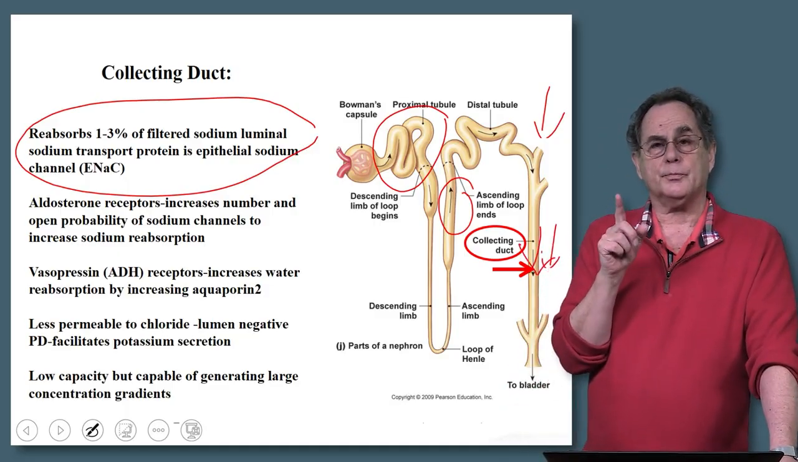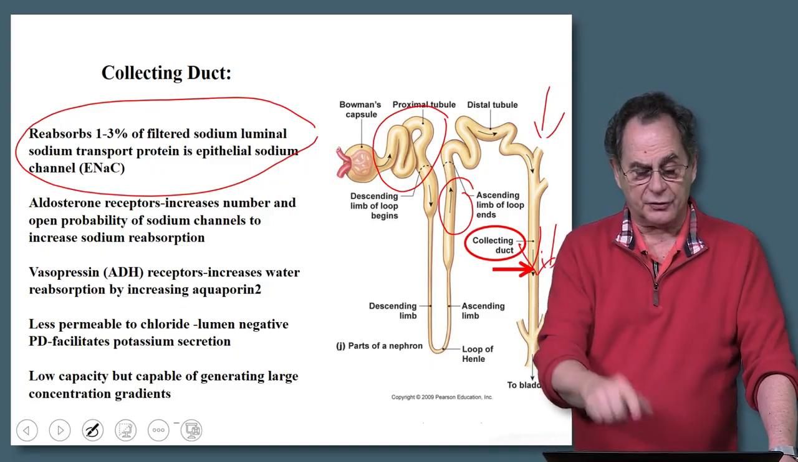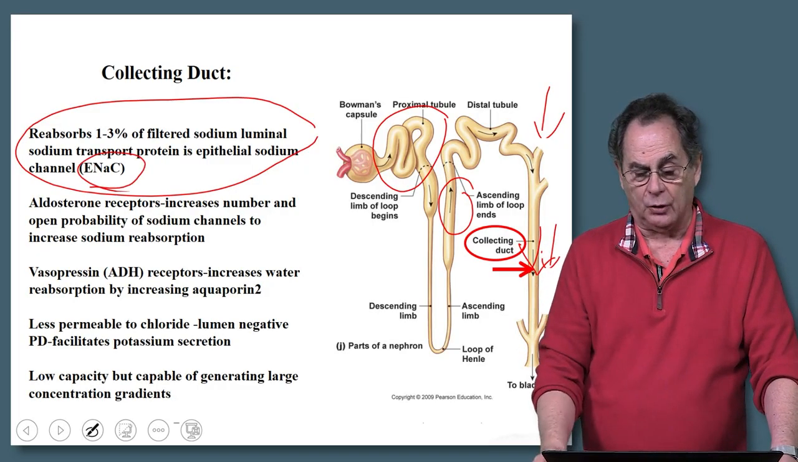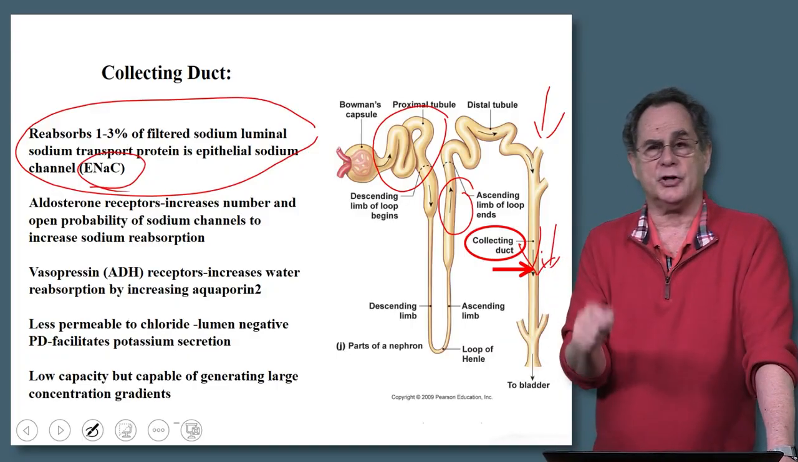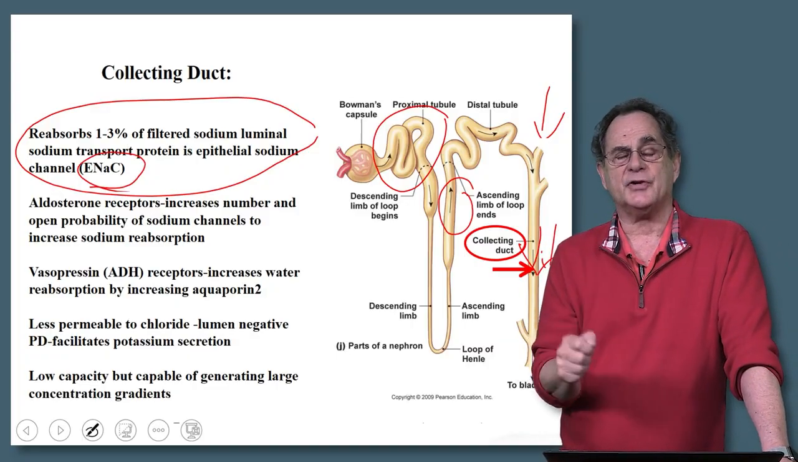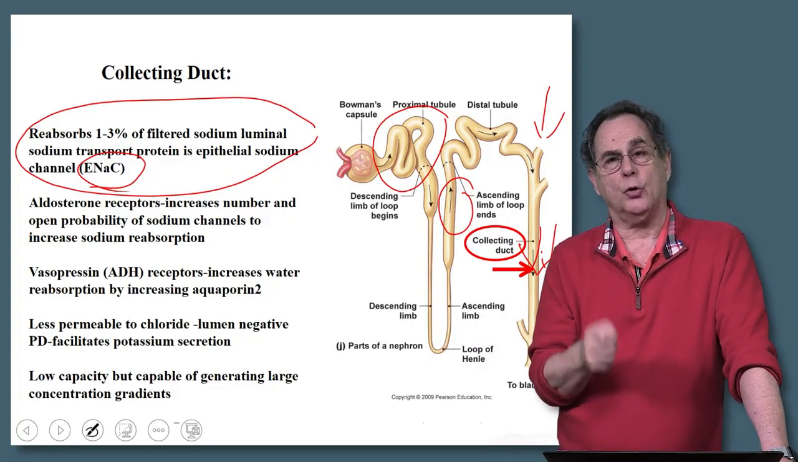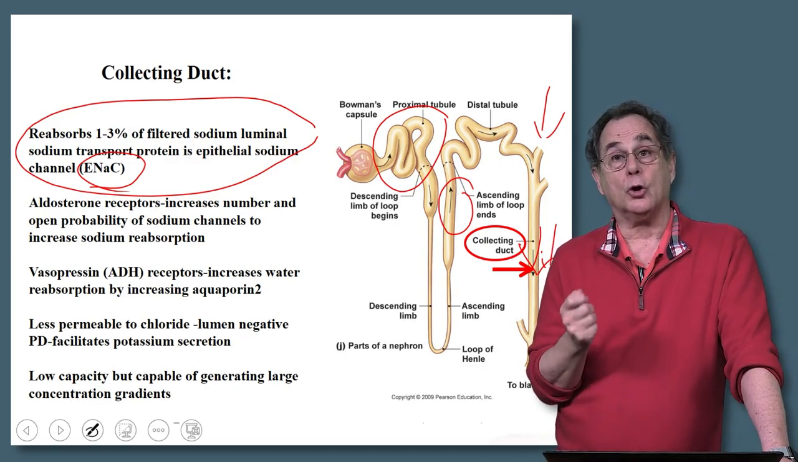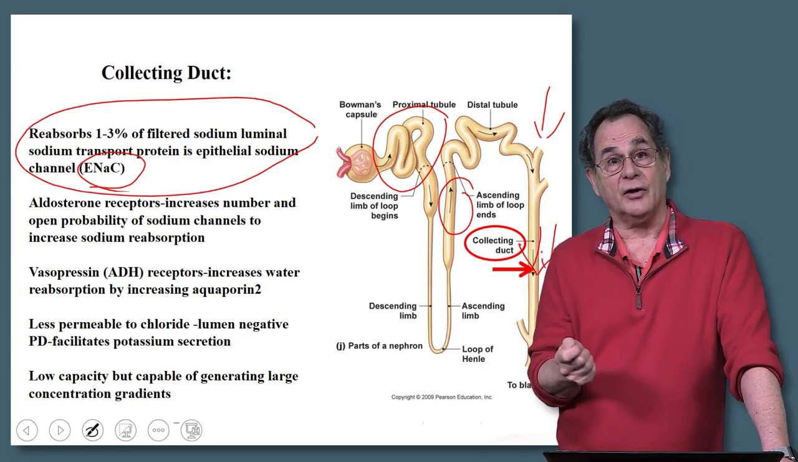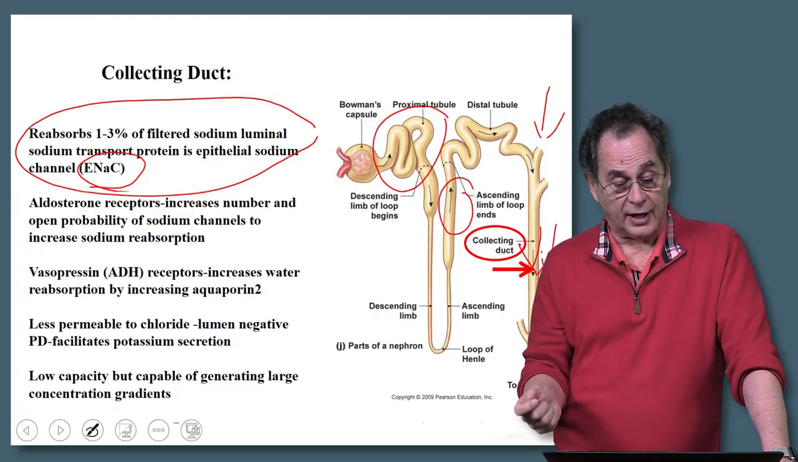The sodium transport protein is different. It's the famous ENaC that we talked about. So again, proximal tubule, sodium hydrogen exchanger 3. Thick ascending limb of the loop of Henle, sodium potassium 2 chloride cotransporter. Distal tubule, sodium chloride cotransporter. Collecting duct, the epithelial sodium channel.